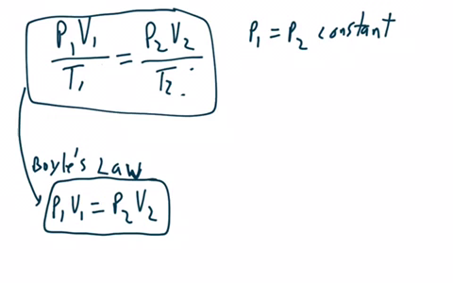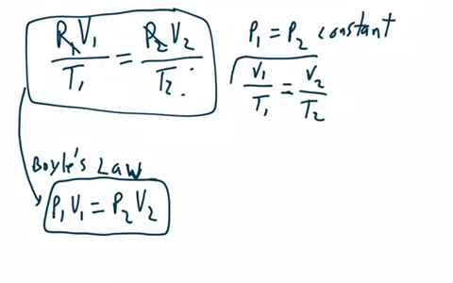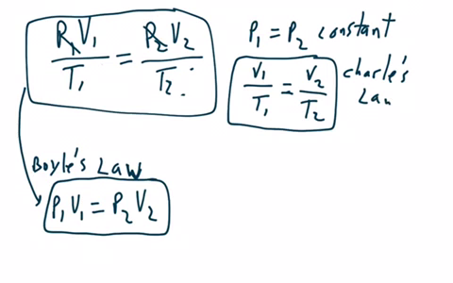So do this in your head. If P1 and P2 are constant, that means that what's left in the formula would be V1 over T1 equals V2 over T2. And if you look at the notes I gave you, this is the formula for Charles's law. Pretty interesting, right? And then let's reset this again. Let's put these variables back up here and go back to the original.